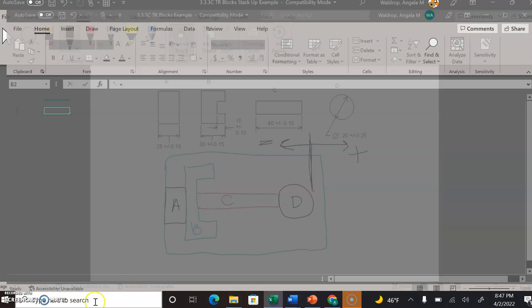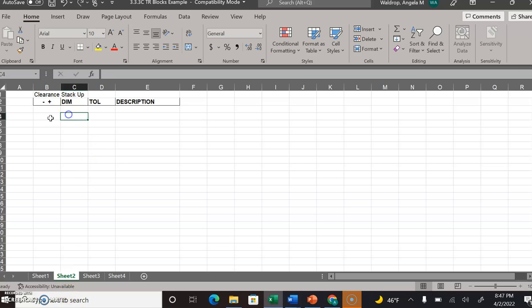So when I go to my Excel spreadsheet, you'll see that I have that set up. I've got the minus and the plus. This column here is going to be strictly for my orientation. This column here is going to be for my dimensions. This column here is going to be for my tolerances. And this column here is going to be describing the dimensions that I have.